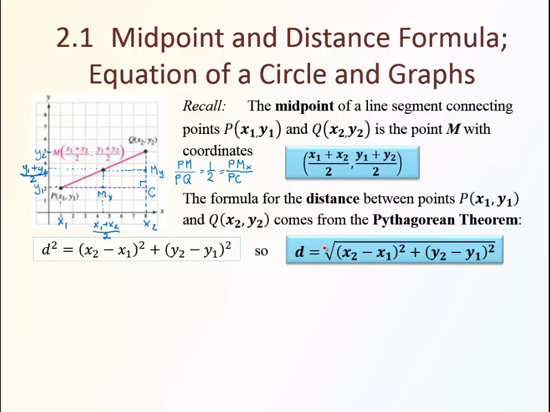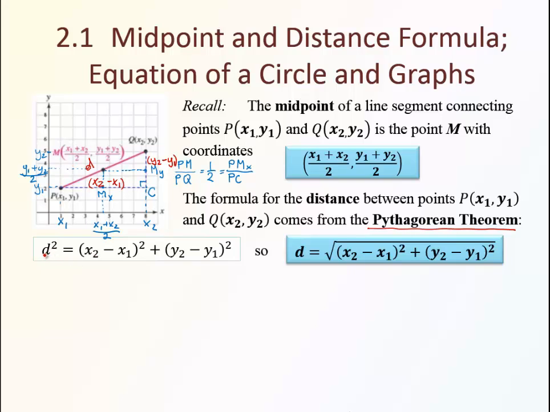To develop a formula for the distance between P and Q, we'll start with the Pythagorean theorem, which says that the sum of squares of the 2 sides of the right angle triangle is equal to the square of the hypotenuse. So if I call the distance PQ by d, then the distance PC can be expressed in terms of the x-coordinates of points P and Q. So it is x2 minus x1, and the distance CQ can be expressed in terms of the y-coordinates, y2 minus y1.